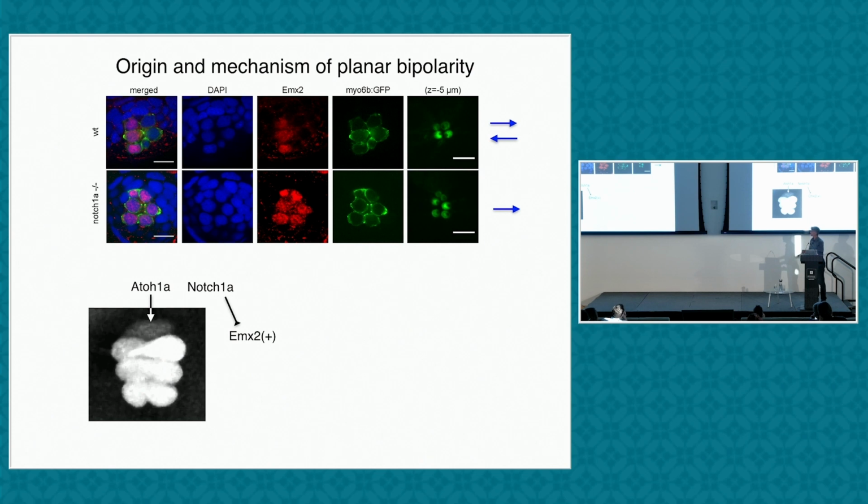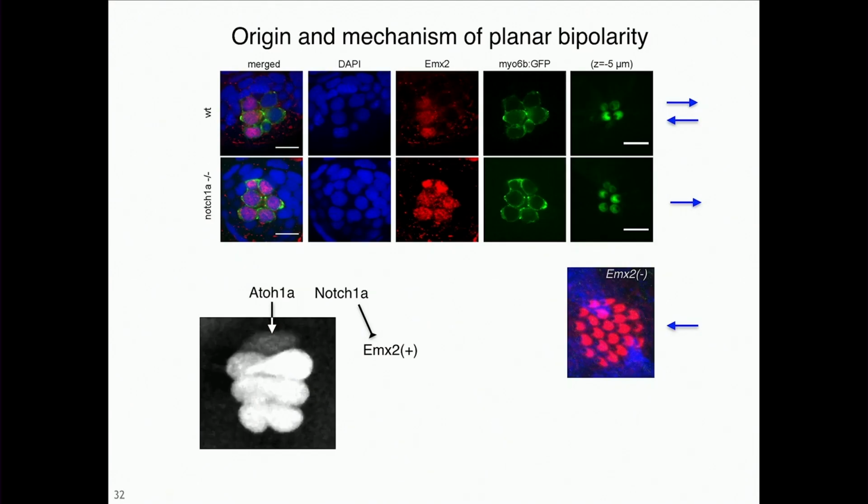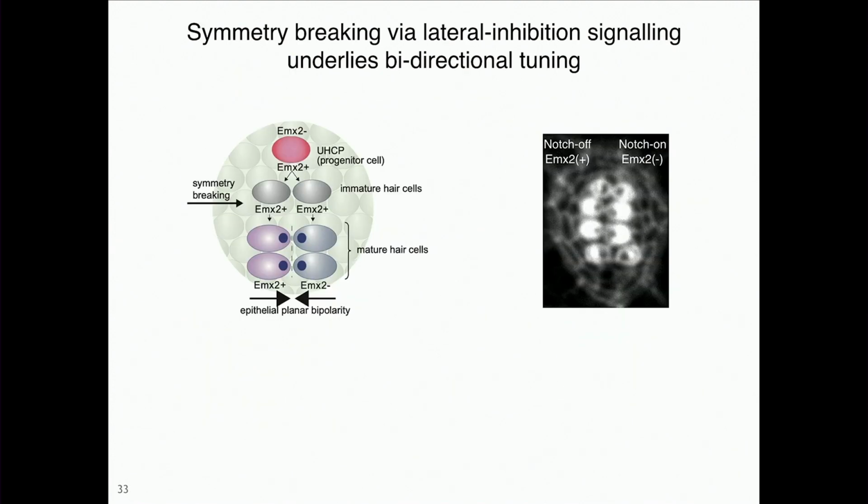And if that is the case, what happens if we eliminate EMX2 completely? What happens is that every cell also points in the same direction, but opposite to the direction in the Notch mutant. That means that EMX2 is precisely what kicks off the cascade that determines the direction of polarization of the hair cells, and it's a symmetry breaking via Notch between the siblings that determines that one points in one direction, the other one in the opposite direction. And so the model is precisely that one.